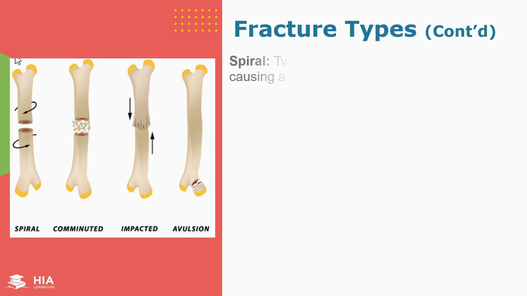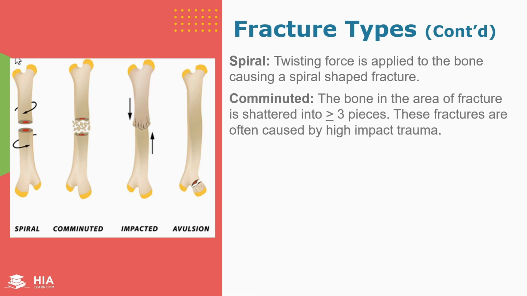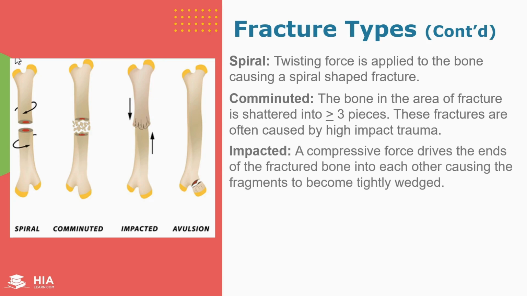Spiral fractures develop when twisting force is applied to the bone, leaving a corkscrew-shaped fracture line. In comminuted fractures, the bone within the fracture area is broken into 3 or more pieces, ranging from a few large pieces to many small pieces. Impacted fractures are caused by a compressive force driving the ends of the fractured bone into one another and causing the bone ends to become tightly wedged together.